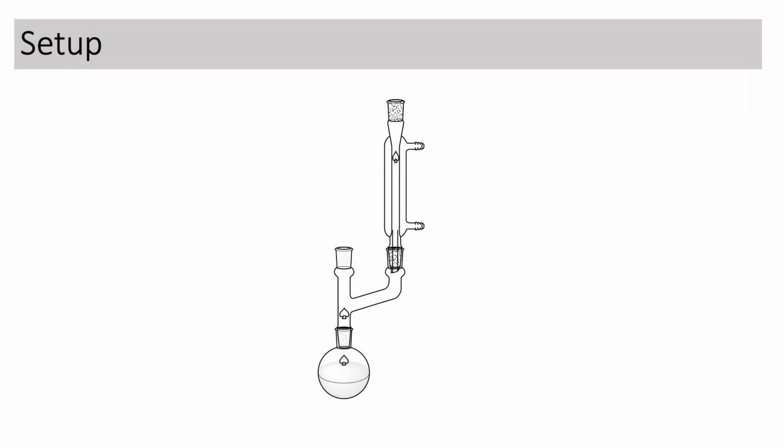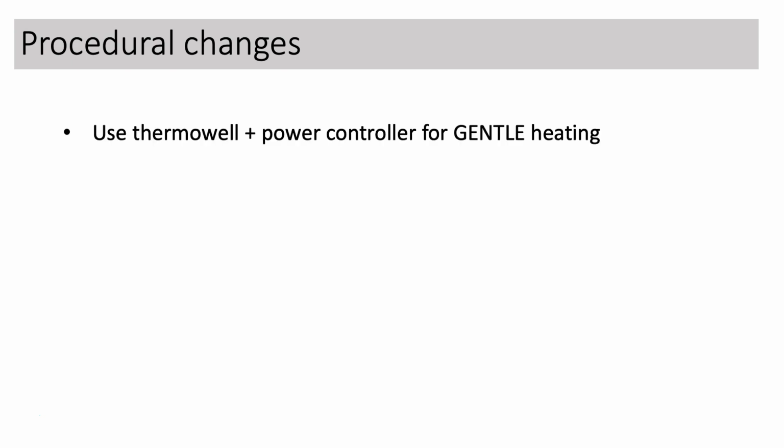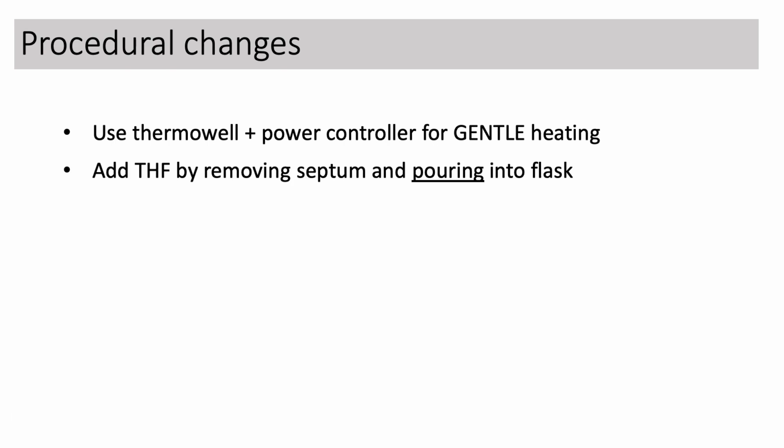All right, well, what are the procedural changes? These are changes that I've made from the procedure that's outlined in your lab manual. So first of all, we will not be using a hot water bath for obvious reasons. We will be using the thermal well and the power controller, just like you're used to. We'll be heating gently because the Grignard reaction is exothermic, so you don't need very much heat to get it going. We will make sure that we are adding the dry THF, but we're not going to syringe it in, because if we do this quickly, once we have our dry glassware, the amount of moisture that can get in there is going to be minimal.